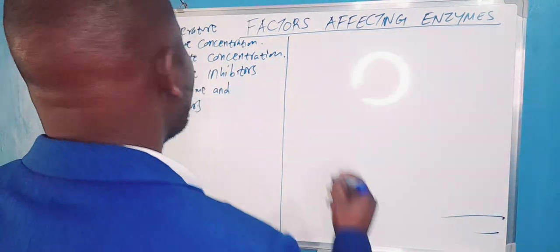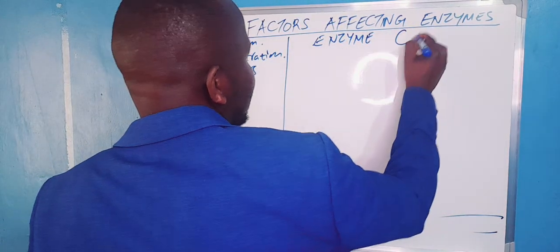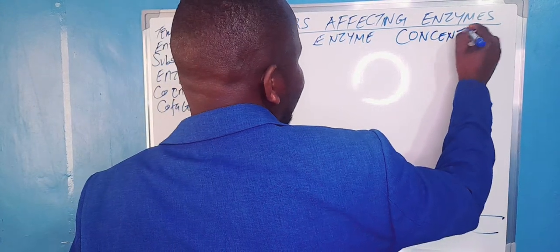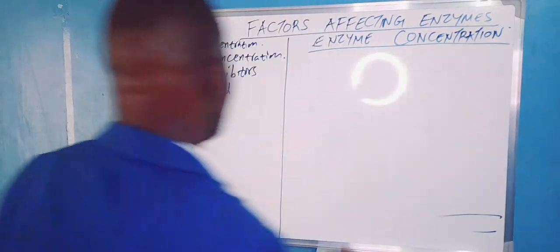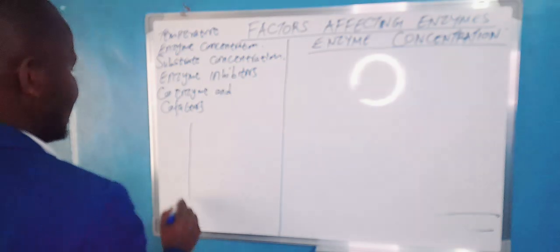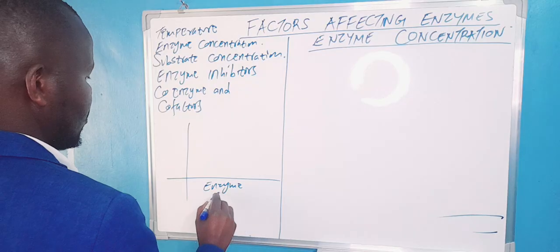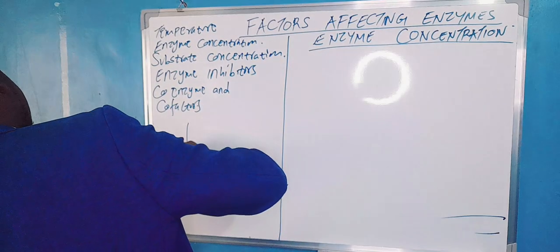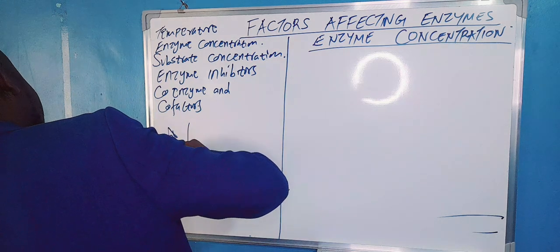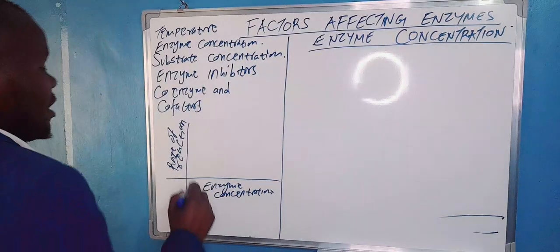So let's now start with enzyme concentration. Just as earlier, this one is enzyme concentration, and this one is the rate of reaction. We are not saying enzyme reaction, but rate of reaction. The graph will behave in this manner.